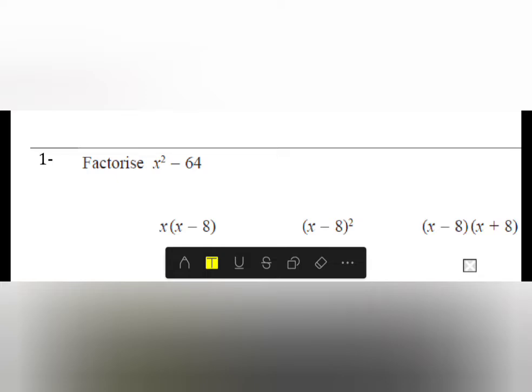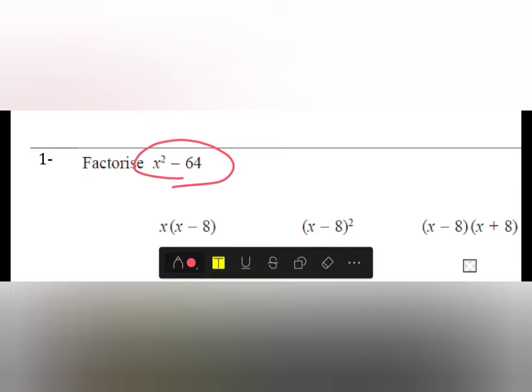Now, to factorize expressions like these, we have to use the double bracket method because we have nothing in common between x squared and negative 64. So we open two brackets, and then we say that x squared means what? Very good. It means x times x.